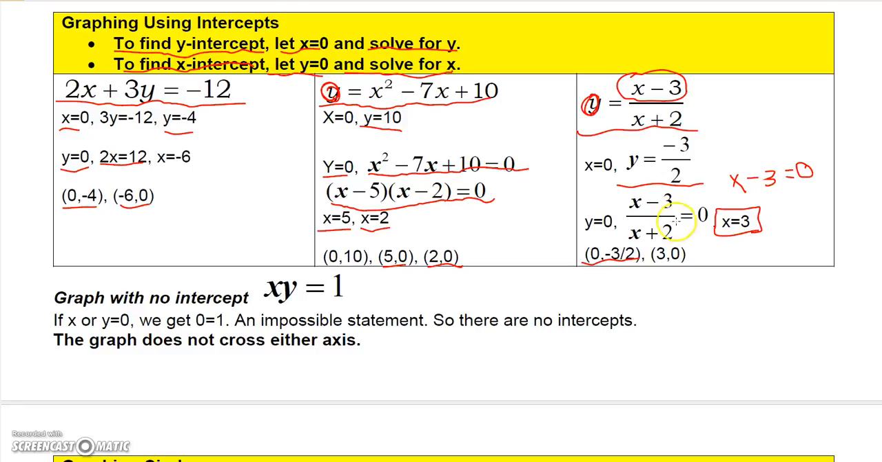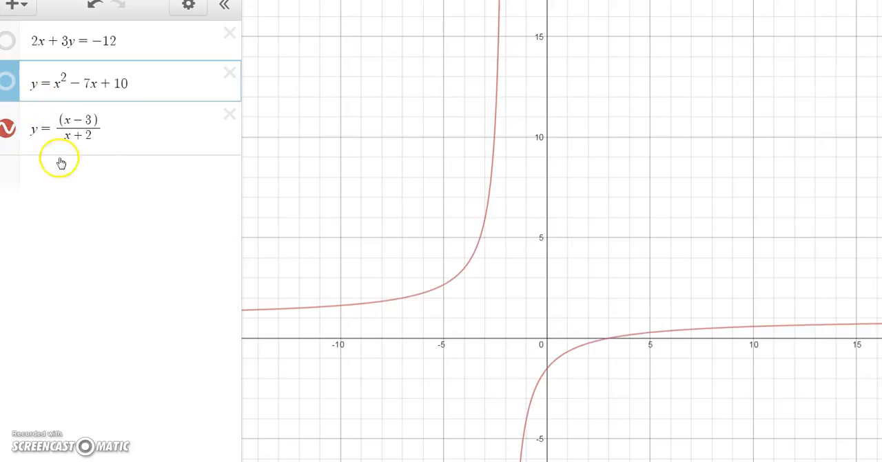If 3 made the bottom 0 and the top 0, then of course it wouldn't be an x-intercept. You actually get a hole in the graph there, but we don't have that case here. 3 does not make the bottom equal 0, it just makes the top 0. So (3, 0) would be the x-intercept. And let's take a look at that picture.